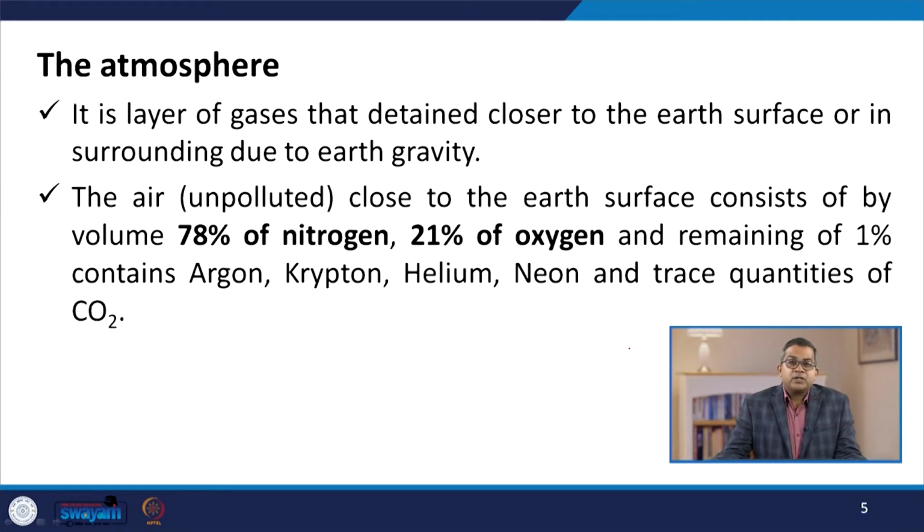One is the atmosphere. It is the layer of gases held close to the earth's surface, surrounding it due to earth's gravity. Now, the unpolluted air very close to the earth's surface consists by volume of 78% nitrogen, 21% oxygen, and the remaining 1% contains argon, krypton, xenon, helium, neon and trace quantities of carbon dioxide.